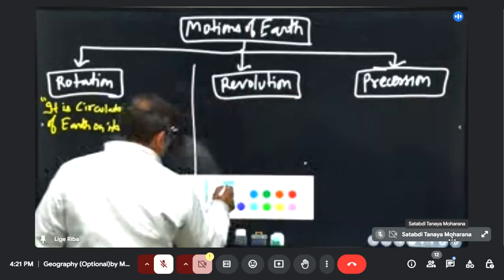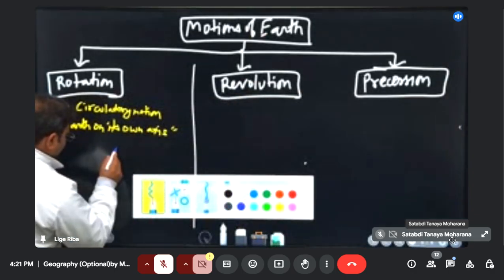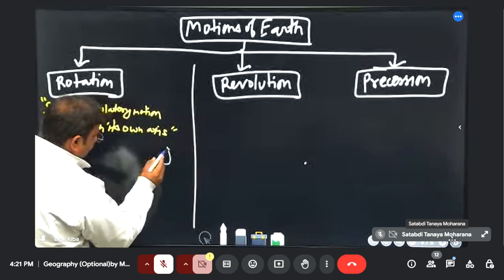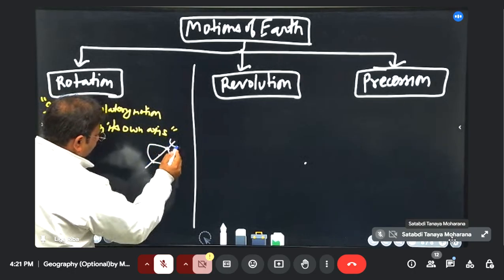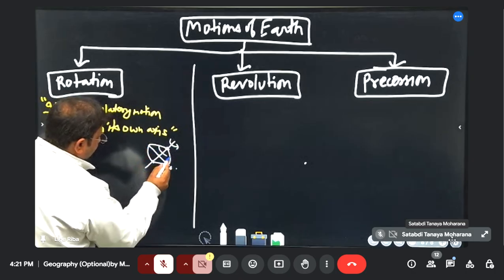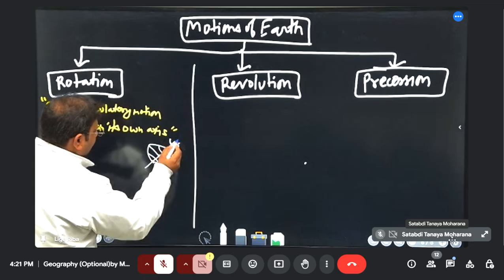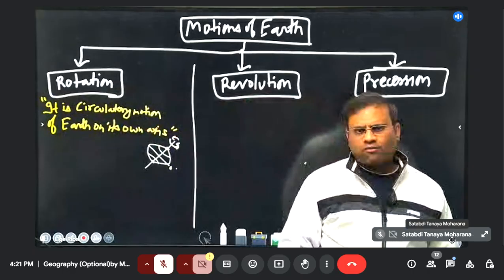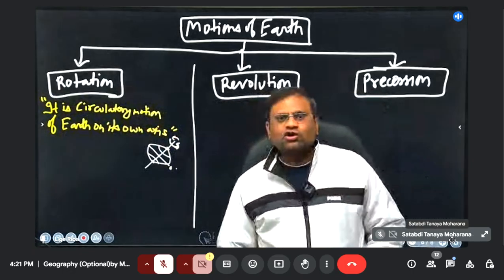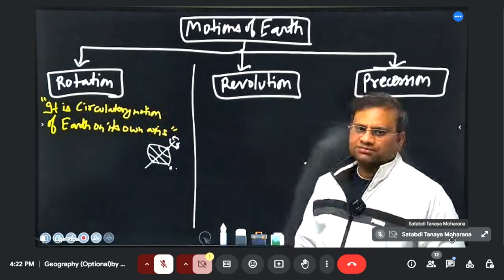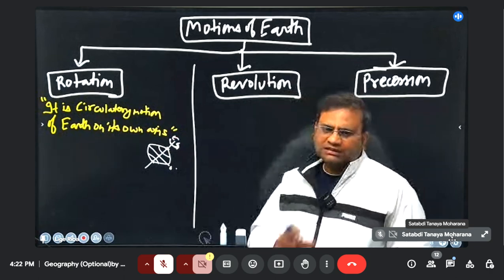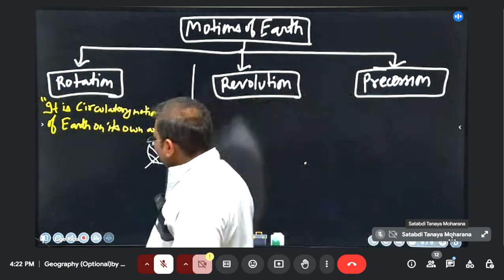So let's make that figure here as well. This is tilted earth, a small figure. This is the center, this is the axis. So this tilted motion, equator, this way. This motion is called rotation. Always make small diagrams. Make it your habit to draw small, neat and clean diagrams, right? Because ultimately in the examination you have to make a small diagram. Space is limited. So this motion is called rotation.